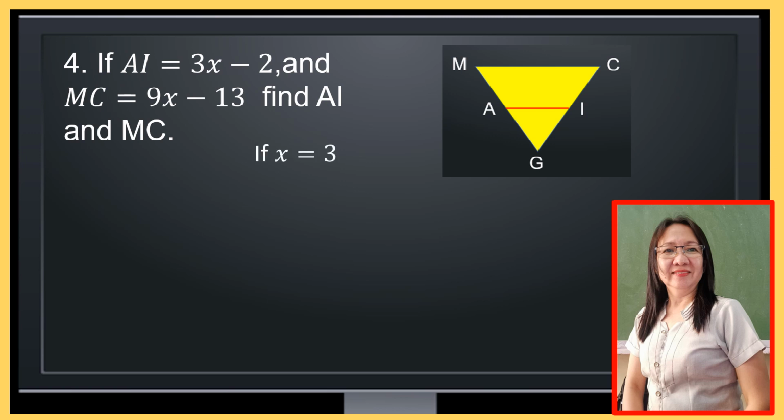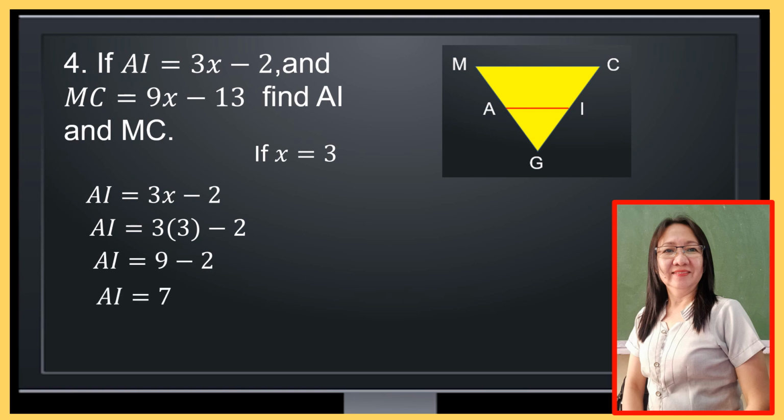Let us continue. If the value of x is equal to 3, let us find now AI, which is represented as 3x minus 2. So by substituting the value of x, we will get 3 times 3 minus 2. And 3 times 3 is 9, minus 2 is 7. So AI is equal to 7.